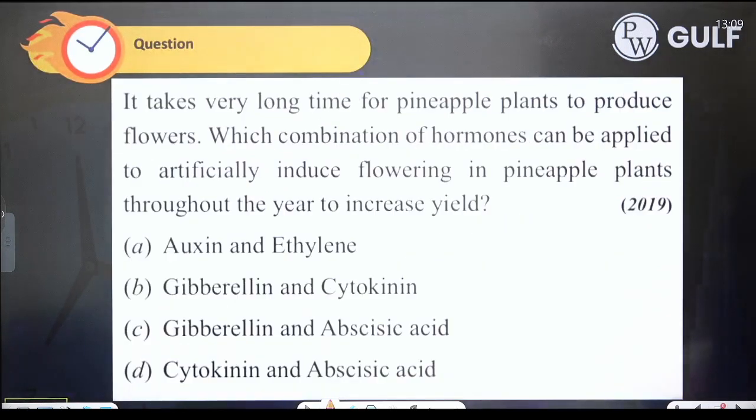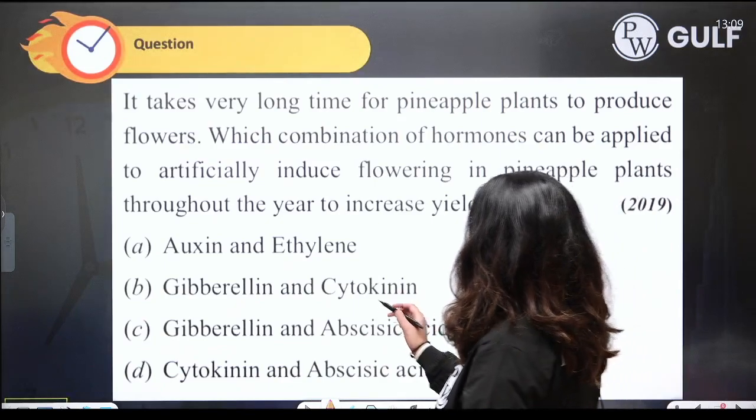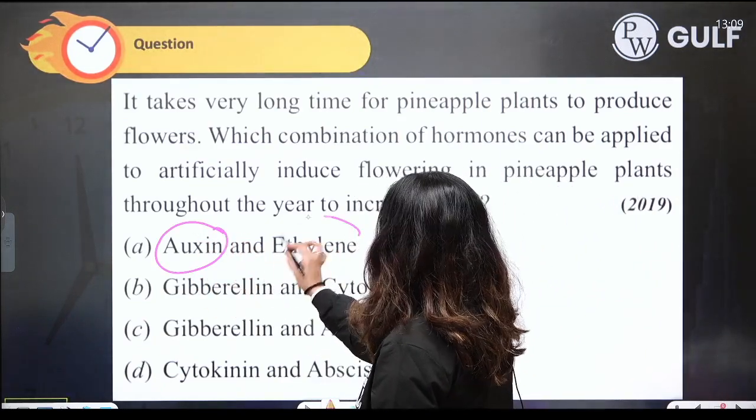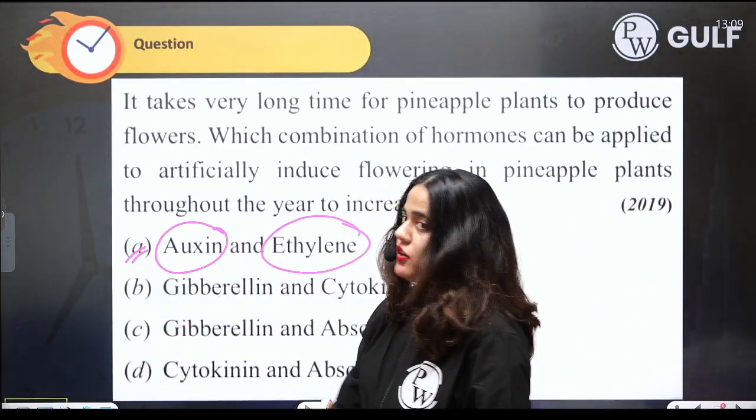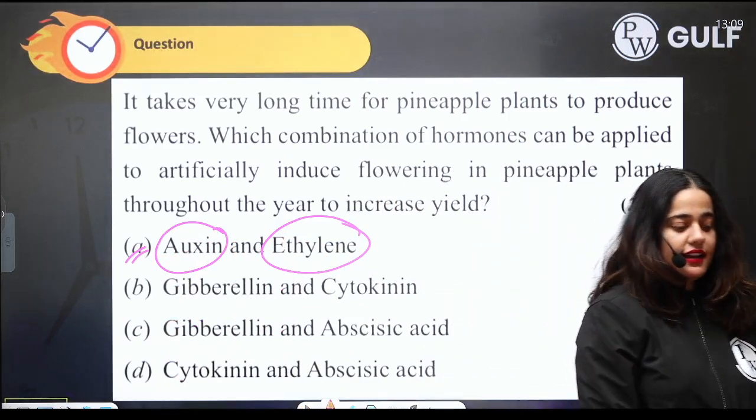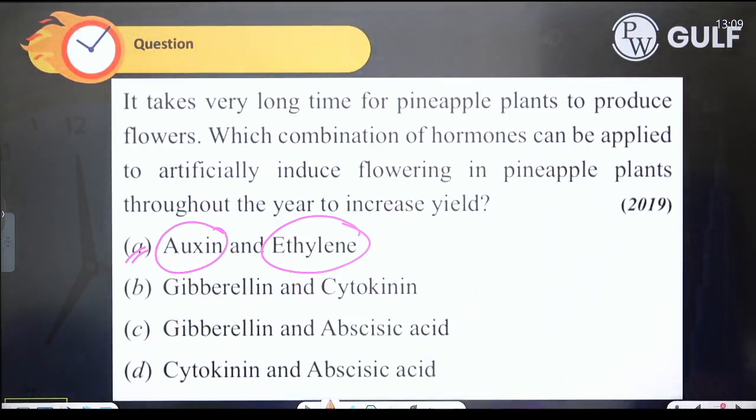Next: it takes a long time for the pineapple plant to produce flowers. Which combination of hormones can be applied to artificially induce flowering in the pineapple plant throughout the year to increase yield? It is auxin and ethylene. We apply the combination of auxin and ethylene to promote flowering in the pineapple plant.